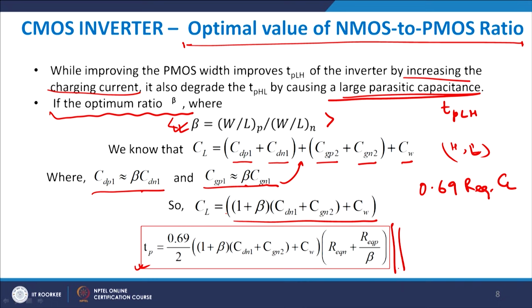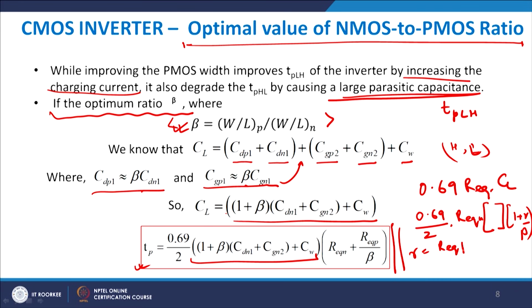If you take R equivalent outside, I can safely write this as 0.69 by 2 into R equivalent, and then this whole thing, plus 1 plus R by beta, where R equals R equivalent P divided by R equivalent N, right. So, R equivalent P divided by R equivalent N you get in this case, and this is 1 plus R by beta, right. This is what you get finally for the TP, and this is the most optimized design which is available to you, and for NMOS to PMOS ratios.